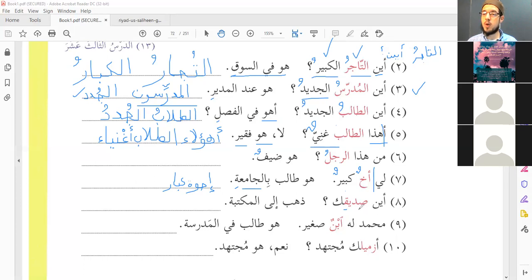So down here is the same thing. Aina sadiquka with a dhamma, because sadiq is mubtada. Even if this is mudaf, remember that the mudaf does not have a fixed grammatical case. The mudaf, the first part of the possessive construction, can be marfu', it can be mansub, it can be majrur, no problem. It's the second part, the mudaf ilayh, which is majrur. In this case, we can't tell because it's a pronoun. Pronouns are fixed and they don't change. But yes, don't get thrown off by the word order. It's still mubtada khabar, so it's going to be marfu' with a dhamma. Aina sadiquka?